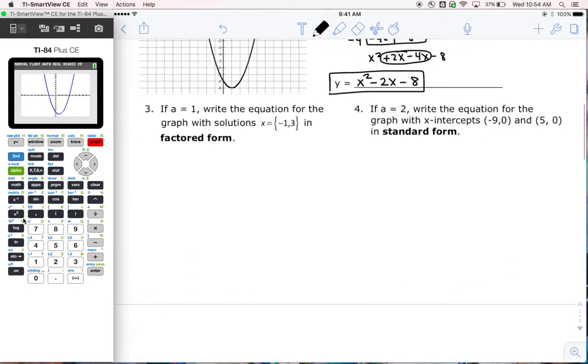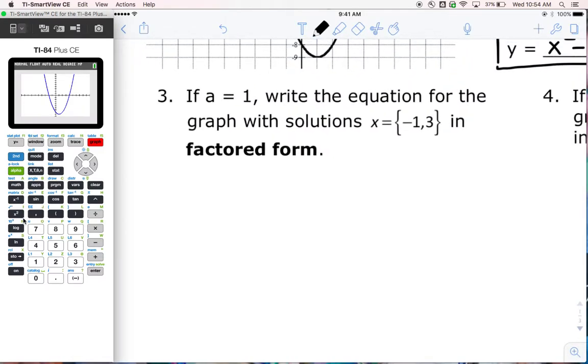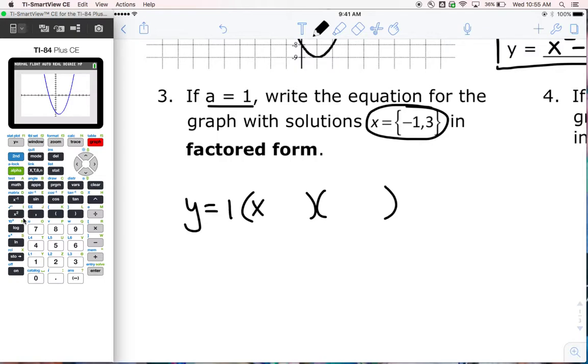All right, last two. Here we go. If a is 1, write the equation for the graph with solutions x equals -1, 3 in factored form. So factored form is great. It just means I've got my parentheses. It says a is 1. That just goes right in the front, which you don't even have to write if it's 1. And then we've got our x's here.